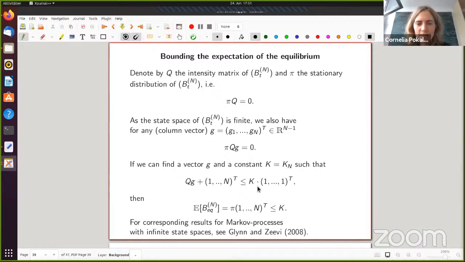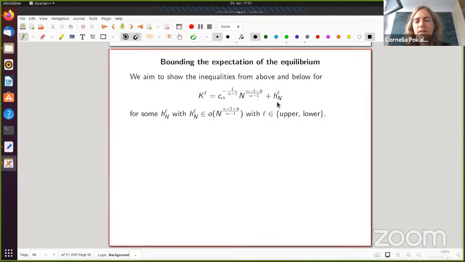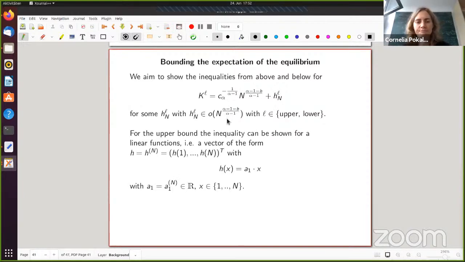Sorry, this is again an h. This should be another letter. So some g, yeah, gn. But what we give from above should be only of smaller order. And for the lower bound, we also want that we have here this equilibrium, our guess expectation, plus a little bit smaller term with minus some term which is of smaller order.